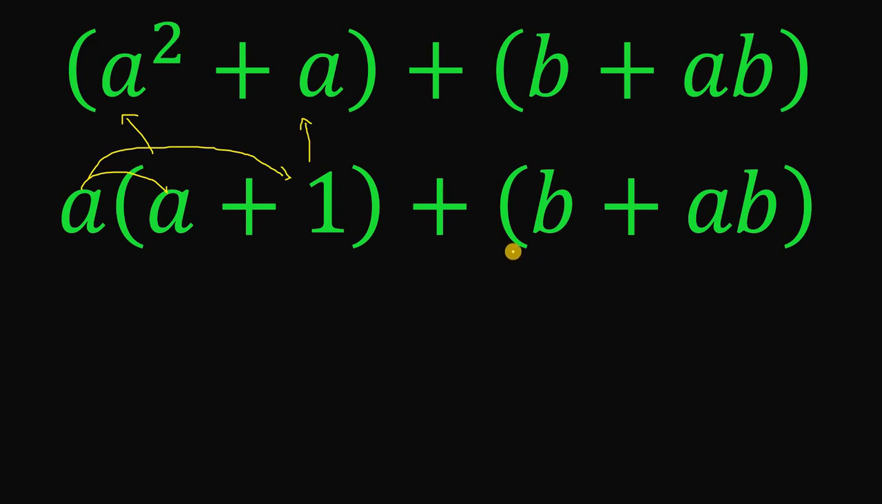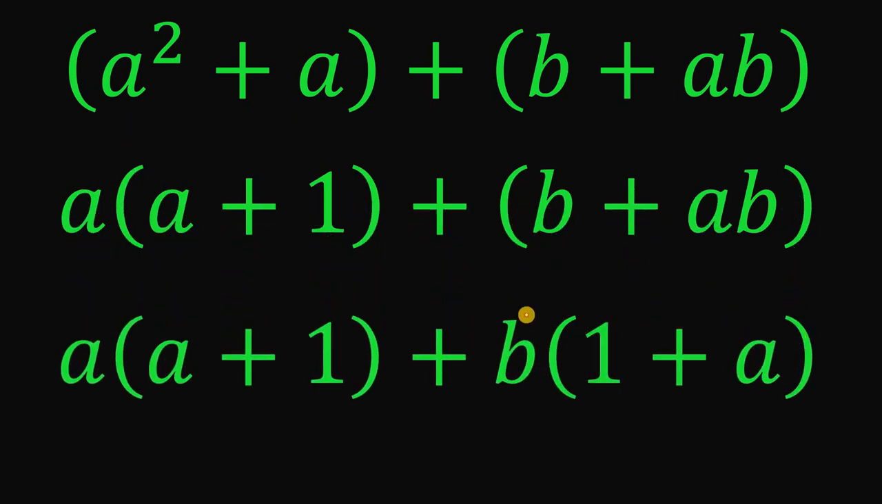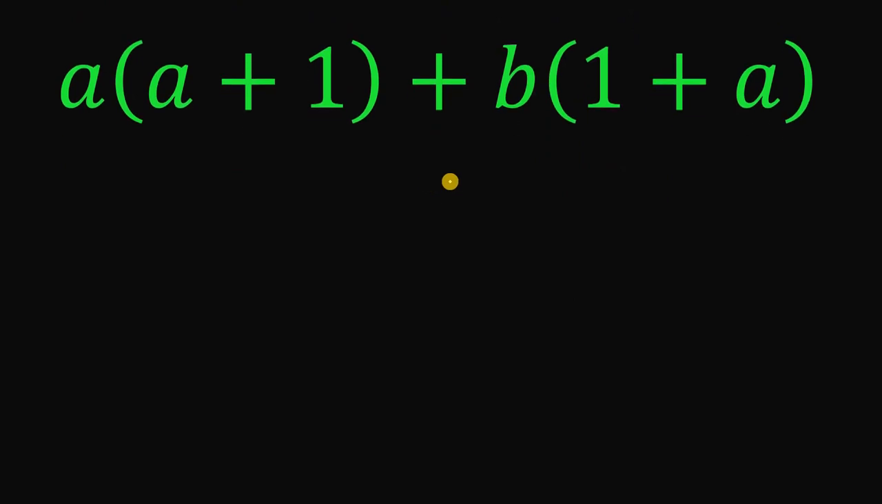Now, how about on the second group? Let's factor out the factor of b. And if we do that, we get something like b multiplied by 1 plus a, because if we distribute this b to 1, this will give us b. And if we distribute this b to a, this will give us ab. Alright, now let's focus on this factor.